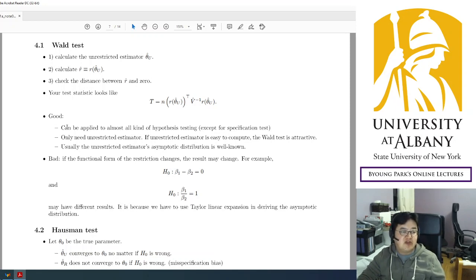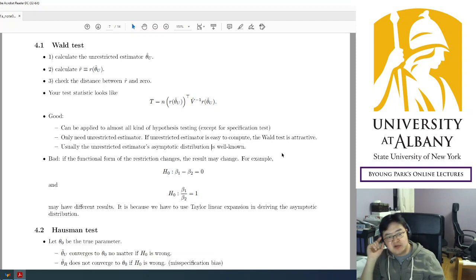So the advantage of using this is that it is general. It is pretty general, and you can apply this idea to almost any kind of hypothesis testing. It is widely used because the idea is simple, and you only need the unrestricted estimator. So if the unrestricted estimator is easy to compute, and if you can calculate the asymptotic variance easily from the unrestricted model, then it is good. And so that's what I said here.